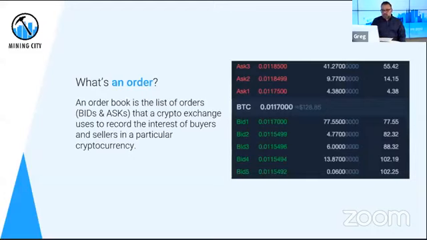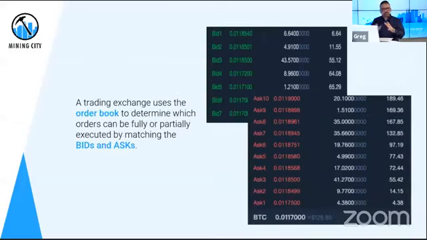A bid happens when a buyer would like to purchase a certain amount of cryptocurrency at a specific price. An ask happens when a seller would like to sell a certain amount of cryptocurrency at a specific price. The order book is also used to determine which orders can be fully or partially executed by matching the bids and asks.